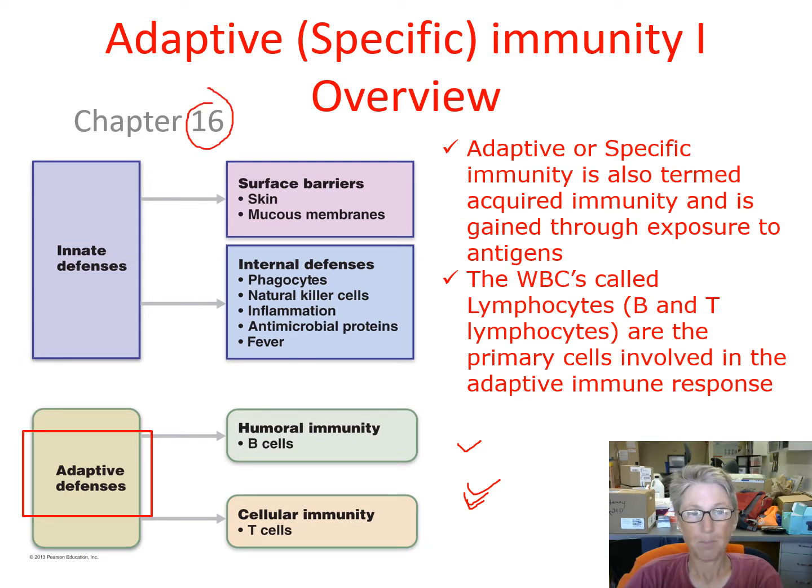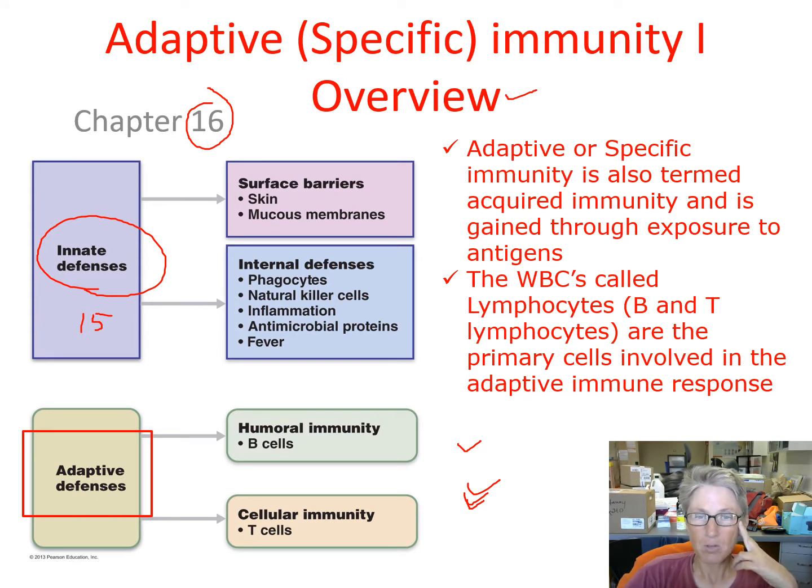Adaptive Immunity, Part 1. So I think there's 4 videos for adaptive immunity. So this first video is just an overview. Here's our flow chart. So we've gone over the innate defenses. That was Chapter 15. It's also called the non-specific immune system. And so Chapter 16 is the adaptive defenses or the specific immune system.